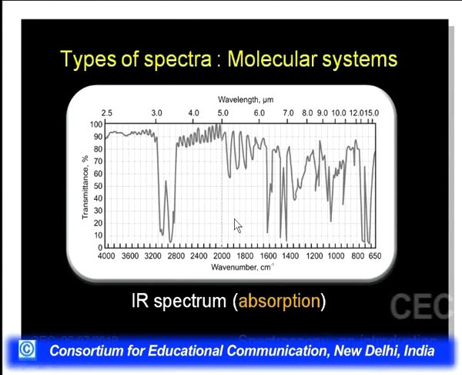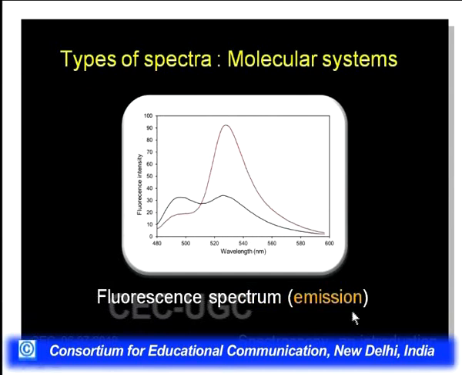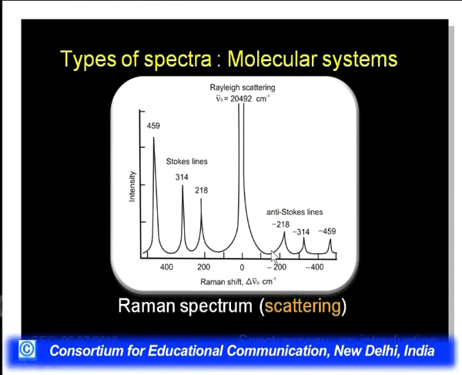Third possibility is emission spectrum. Fluorescent spectrum happens to be emission spectrum. This axis happens to be the wavelength and this axis happens to be the fluorescence intensity. To what extent, what kind of radiations are coming out, what is the intensity of that radiation which is coming out. Then if you look at this, it is a Raman spectrum.